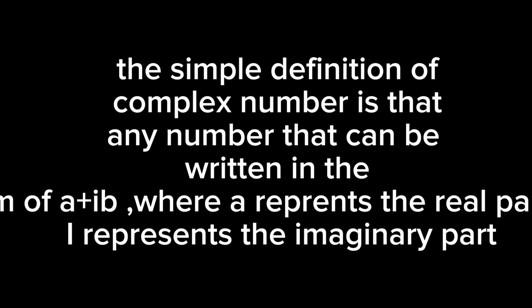The simple definition of a complex number is that it is any number that can be written in the form a + ib, where a represents the real part and ib represents the imaginary part.